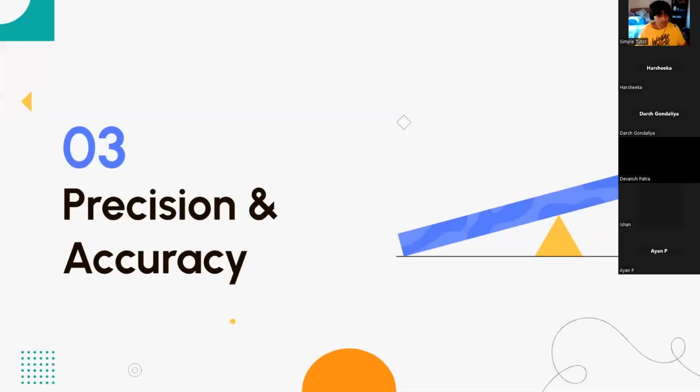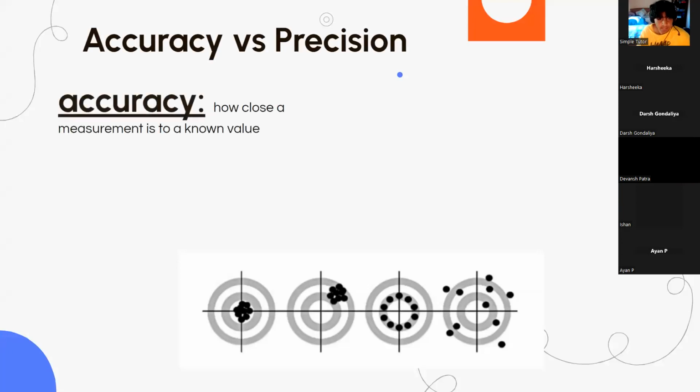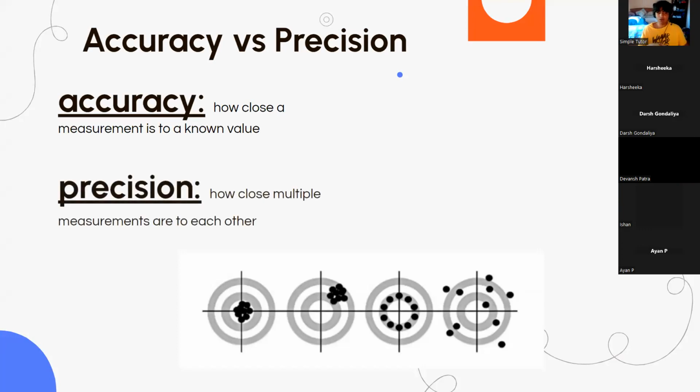So now we can get into a little bit of precision and accuracy. So accuracy versus precision. Accuracy is how close a measurement is to a known value, while precision is how close multiple measurements are to each other. Oftentimes we get these definitions confused and we don't really know which is which. It's important to make sure that accuracy is how close a measurement is.